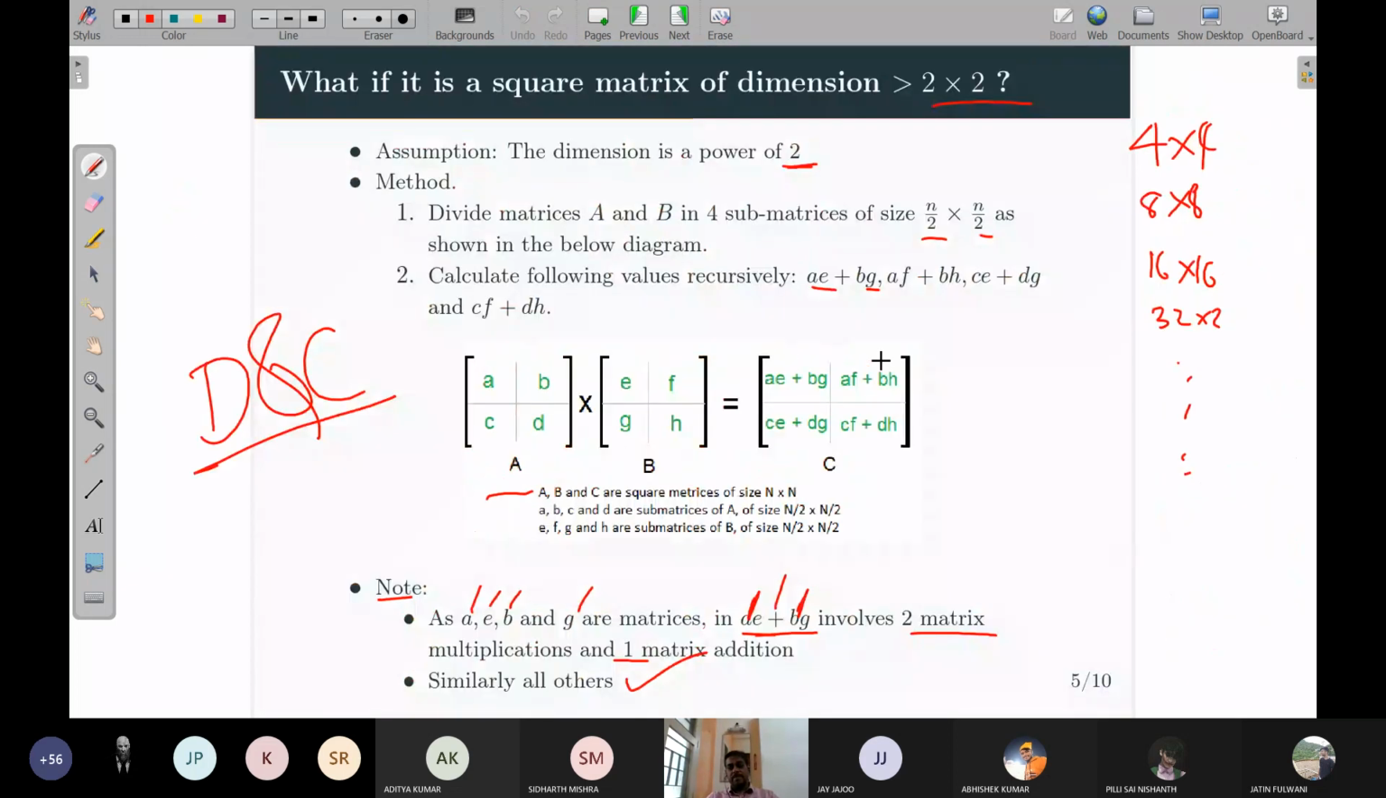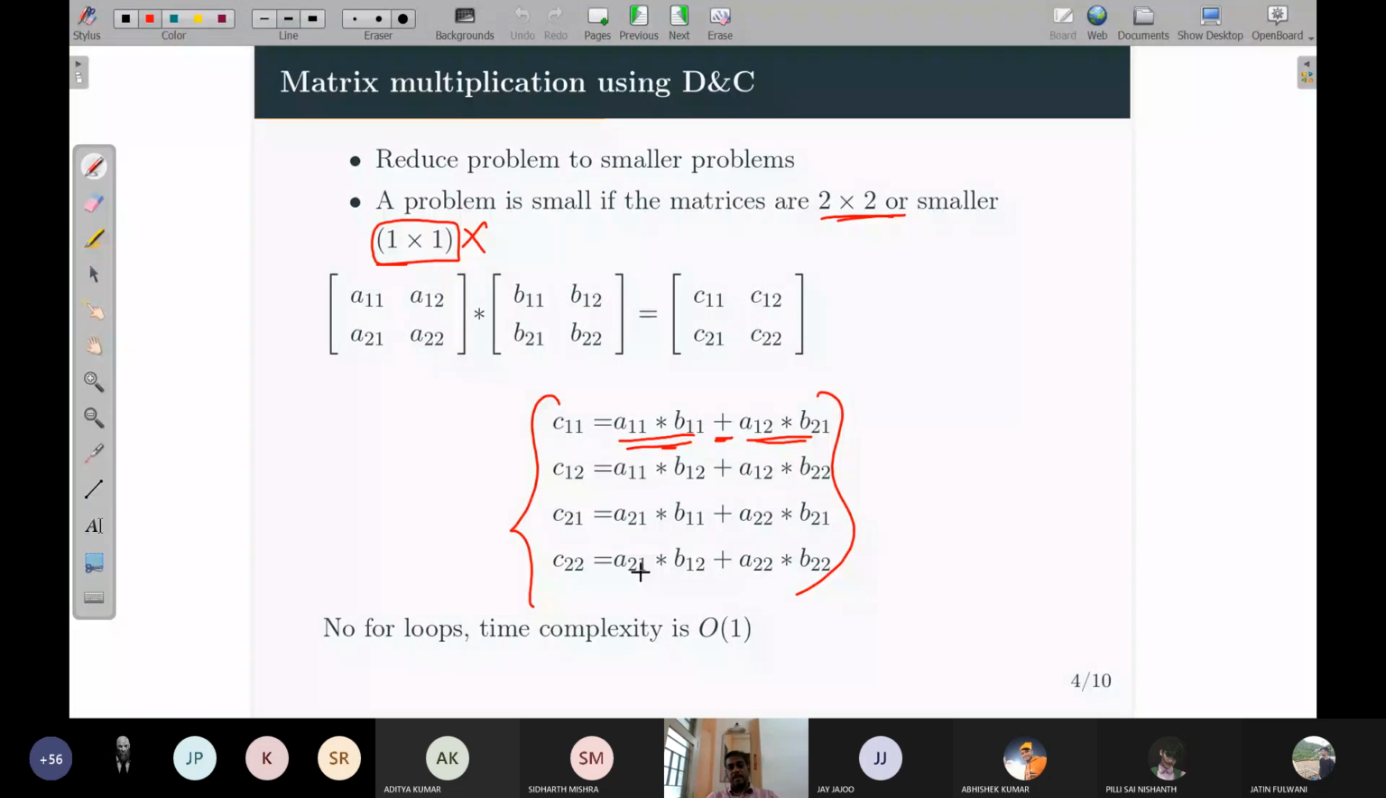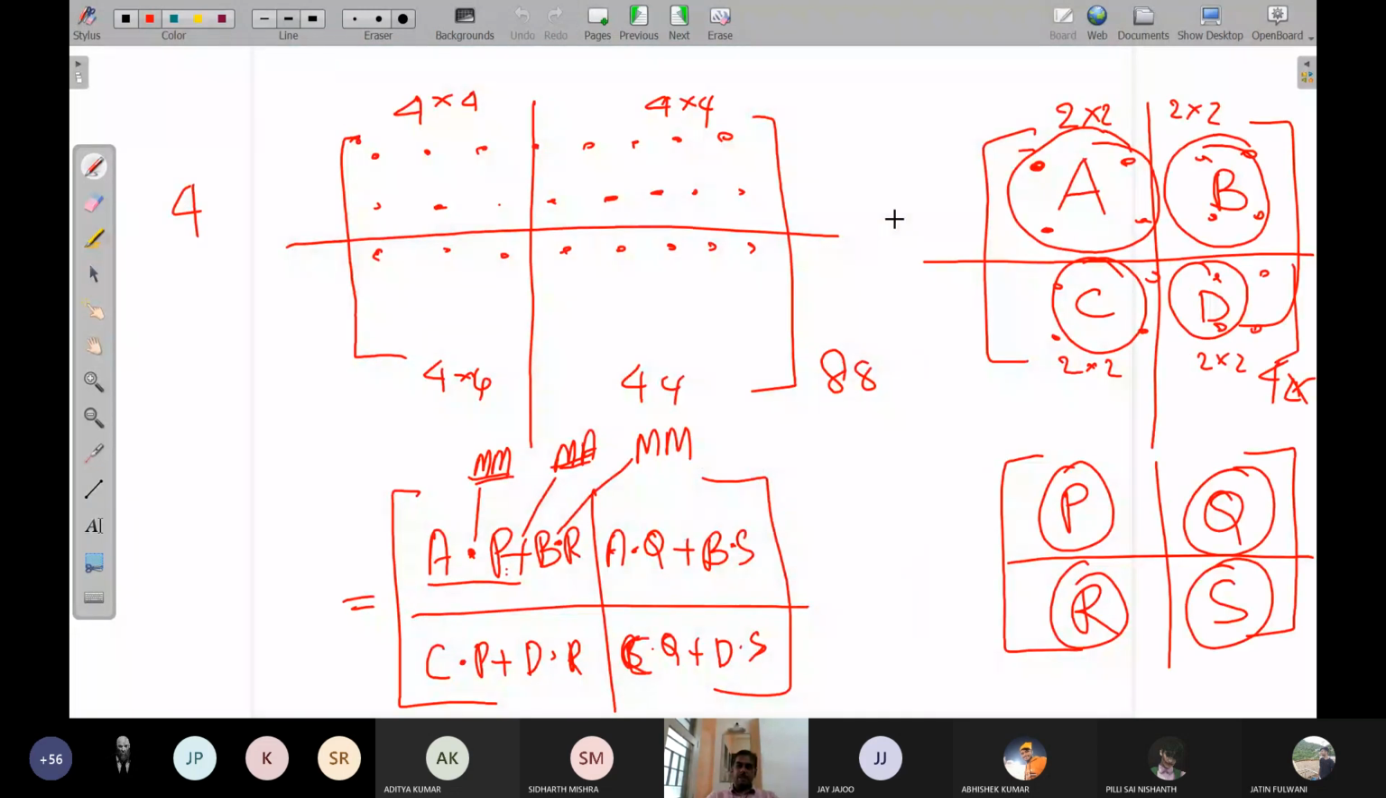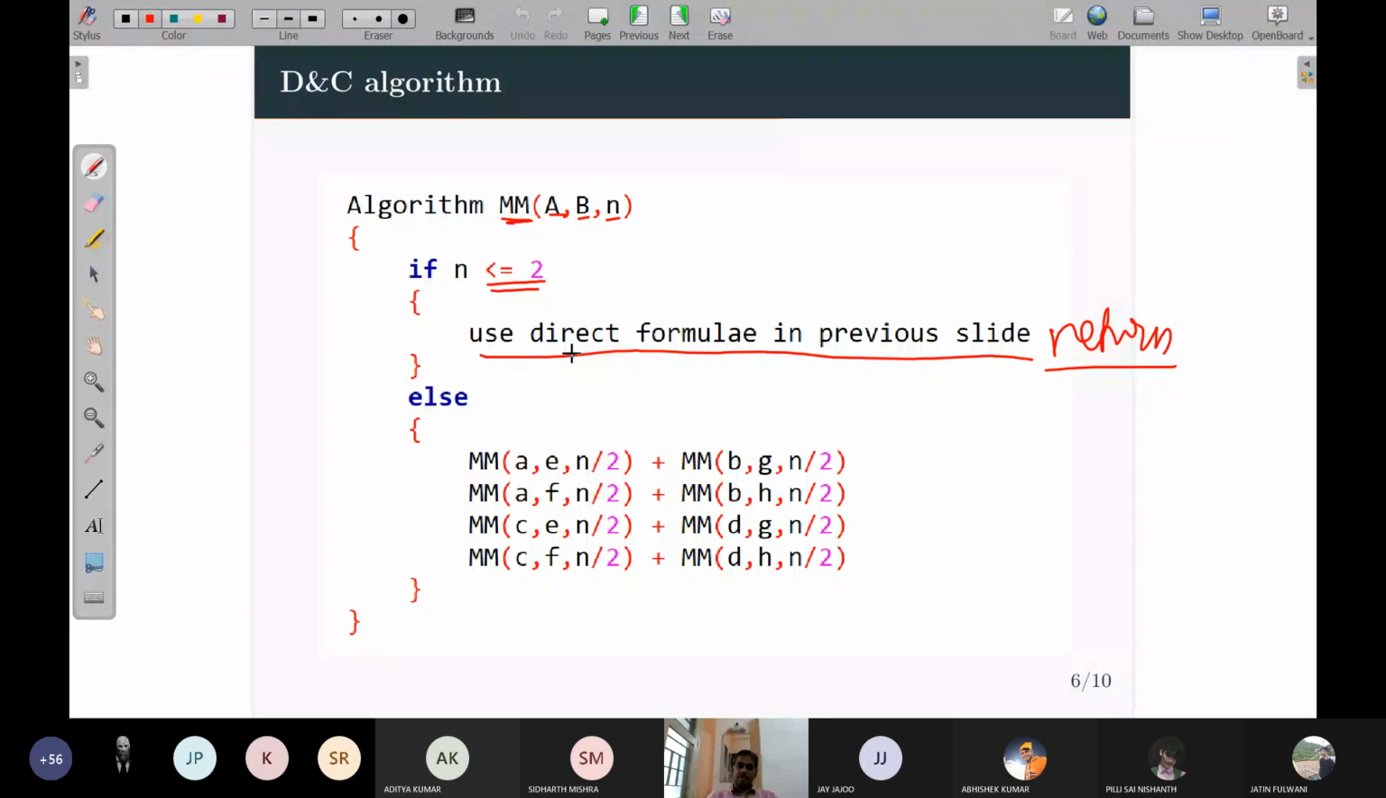What are the direct formulae? These are the direct formulae. If the matrix size is 2 by 2, you will use the formula. You can write it as equal to also. Anyway, this is a pseudocode.